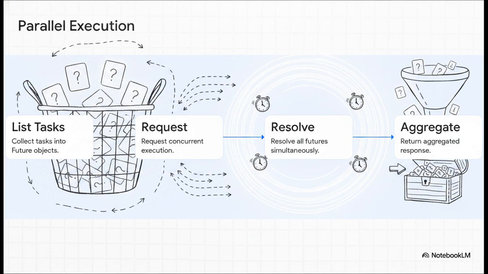Step 1 is collecting all the tasks you want to run into a Python list. Now, because we haven't actually asked for the results yet, these are stored as future objects, which is essentially just the system's promise that a result will exist very soon. Step 2, you request their execution concurrently through the system's entry point. In step 3, we use a command, typically .result, to resolve all of those future objects simultaneously. The code just pauses, waits for every single concurrent task to finish its job, and then, in step 4, it gathers them all up and returns one nice aggregated response.